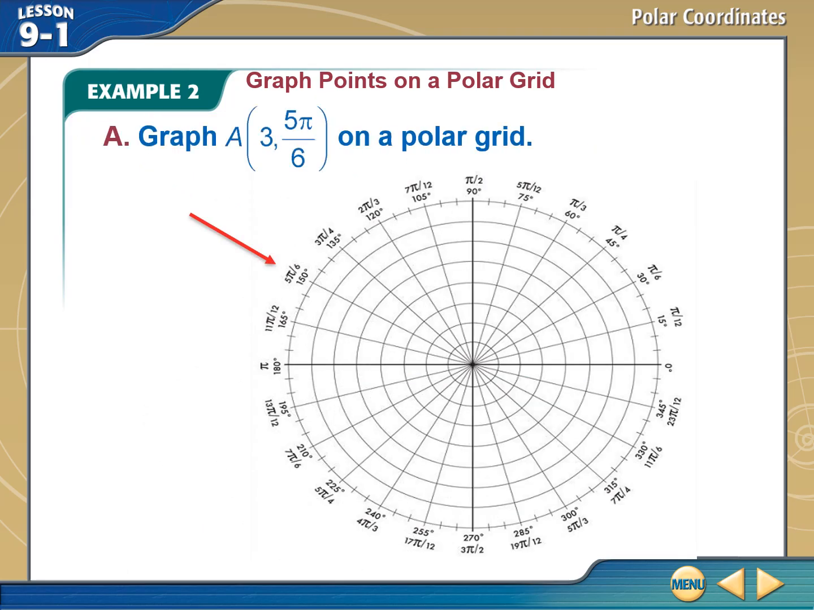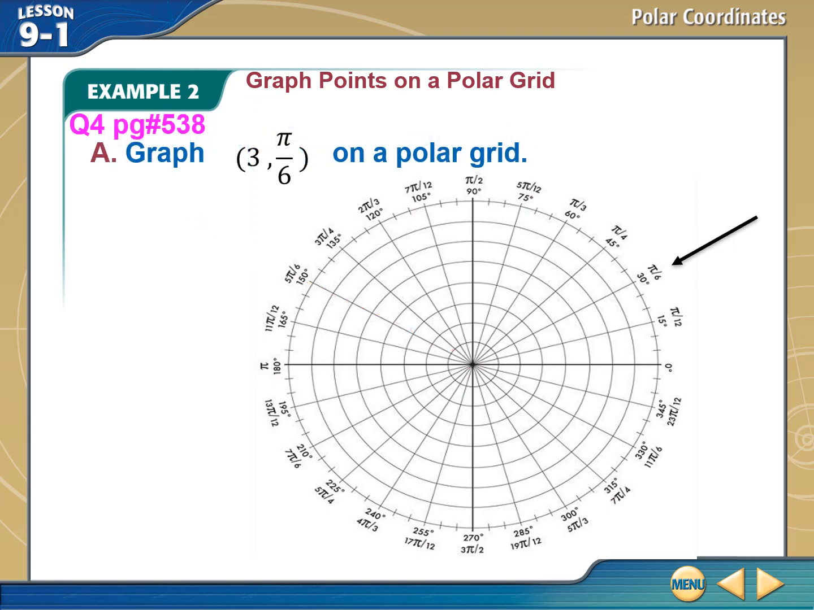Three and 5 pi by 6. Here on the unit circle you have the measure 5 pi by 6, which means 150 degrees. Over here 3 means that r equals 3, the third circle from the pole. So here is 5 pi by 6 on this line. Then the first circle, the second circle, and on the third circle you make the point P like this. That's all. Let's see the next question.